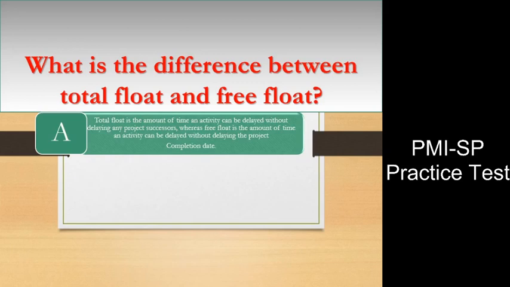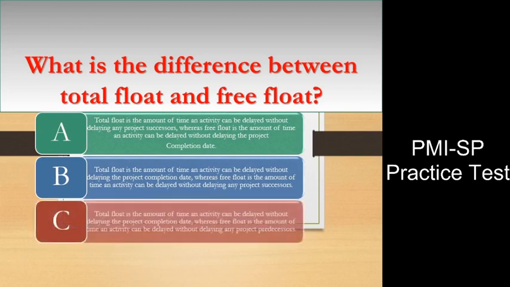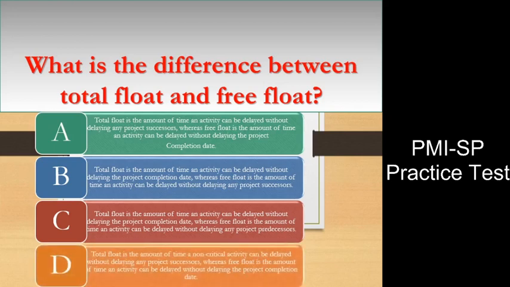A. Total float is the amount of time an activity can be delayed without delaying any project successors, whereas free float is the amount of time an activity can be delayed without delaying the project completion date. B. Total float is the amount of time an activity can be delayed without delaying the project completion date, whereas free float is the amount of time an activity can be delayed without delaying any project successors. C. Total float is the amount of time an activity can be delayed without delaying the project completion date, whereas free float is the amount of time an activity can be delayed without delaying any project predecessors.